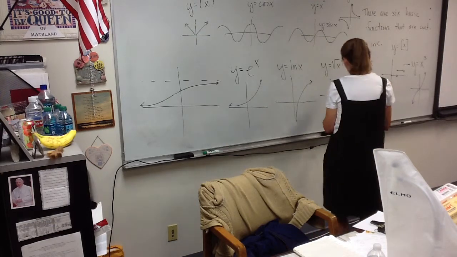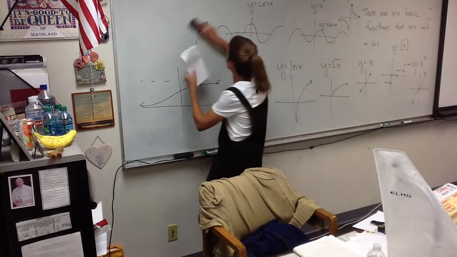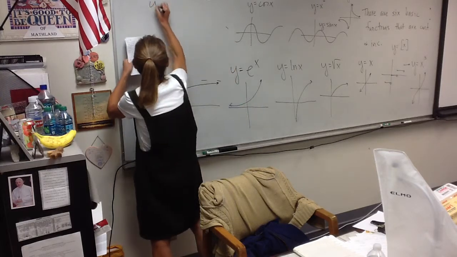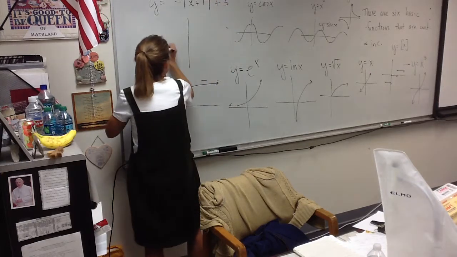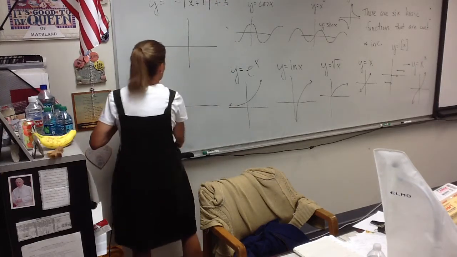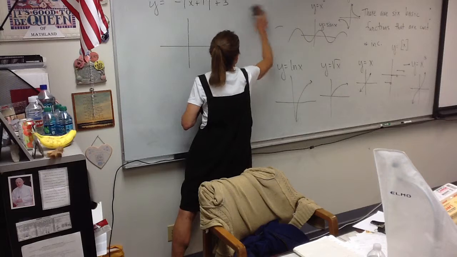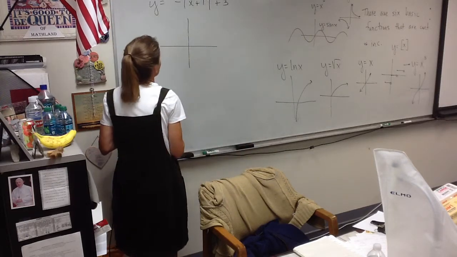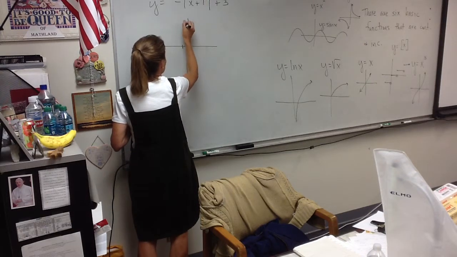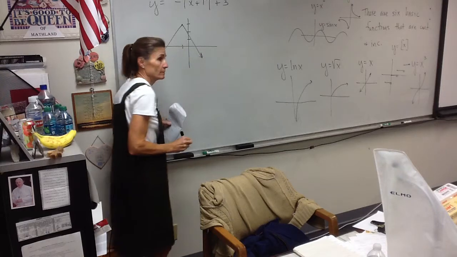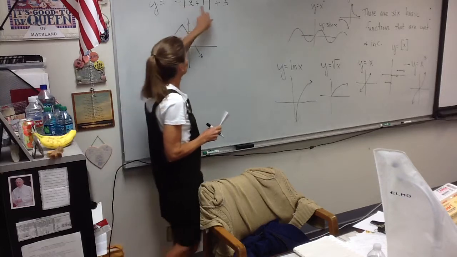Okay, number 8 is sketch this thing. What shape is it going to be? Absolute value, so it's going to be a V, right? But it's going to be an upside down V, up there. And where is its vertex going to be? Its point there, up there. Negative 1, 3: left 1 and up 3. How do we know it's upside down? Negative. Left 1, up 3.